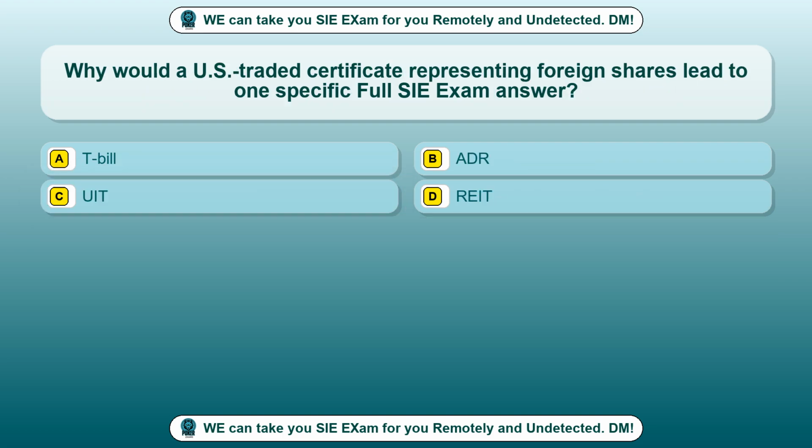Question 59. Why would a U.S. traded certificate representing foreign shares lead to one specific full SIE exam answer? Option A, T-bill. Option B, ADR. Option C, UIT. Option D, REIT. The correct answer is option B, ADR.